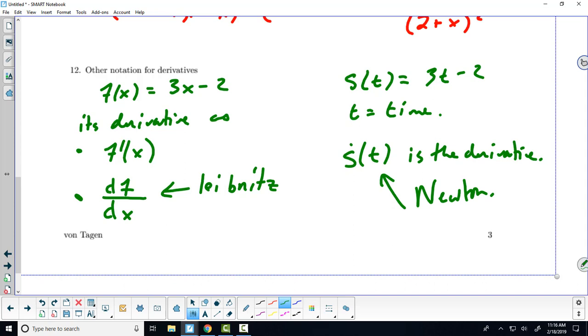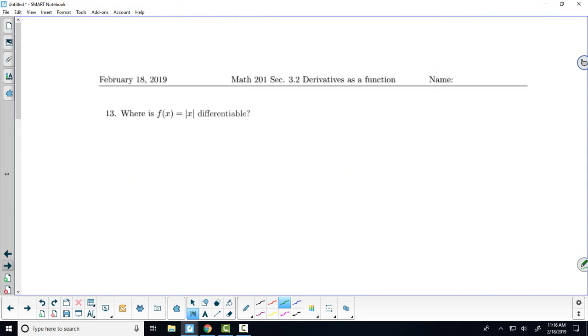Most people, it's still used in physics classes. It's rarely used in a math class. The dot specifically means that it's a time derivative, the derivative of s with respect to time. Those are three notations.